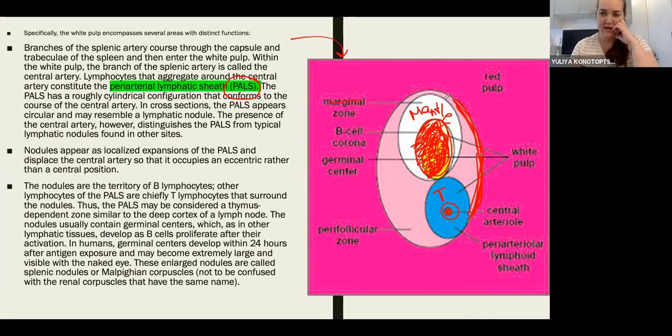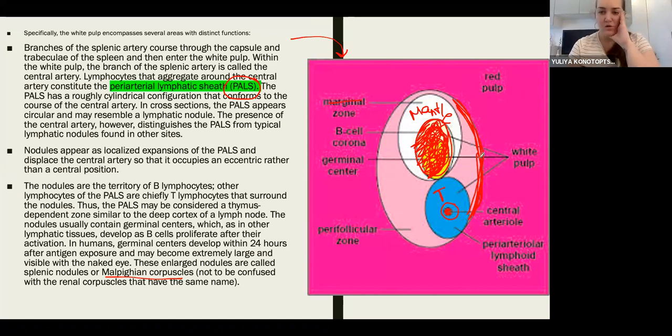Here, the secondary nodule has another name. It is known as the Malpighian corpuscle, but we don't call it that anymore. Rarely they do, because there is a definite Malpighian corpuscle, and it is in the kidney. The renal corpuscle, the glomerulus surrounded by the Bowman's capsule, is the Malpighian corpuscle. That's why we don't use it here as often, because the one that we use it for is the kidney.